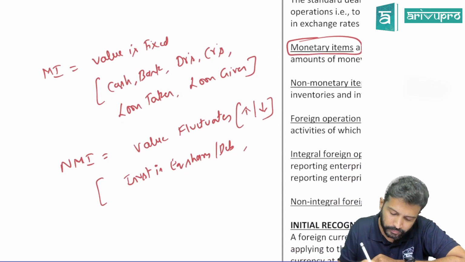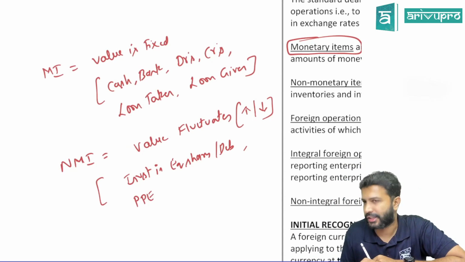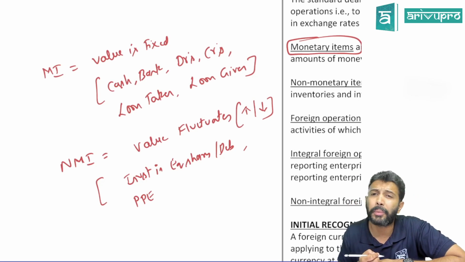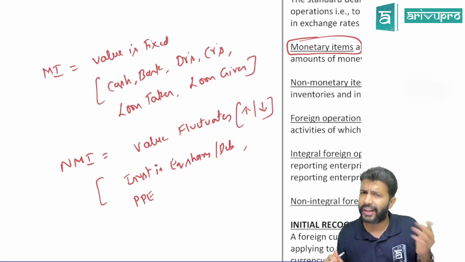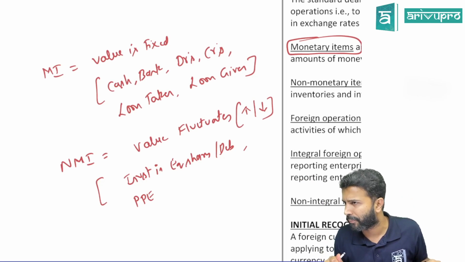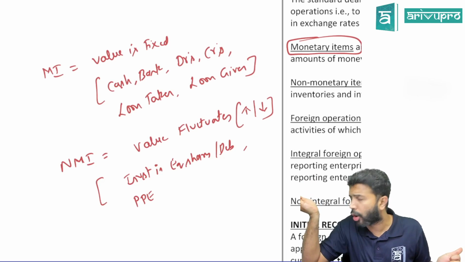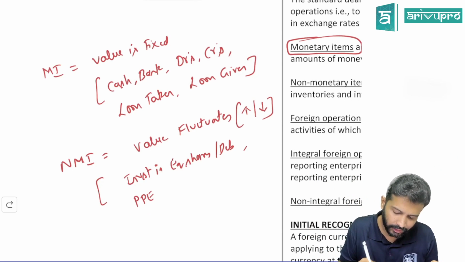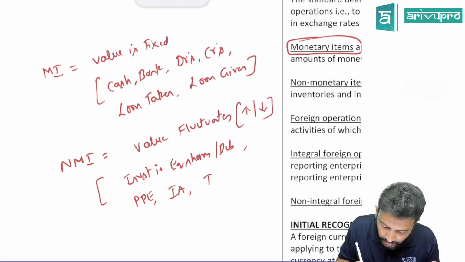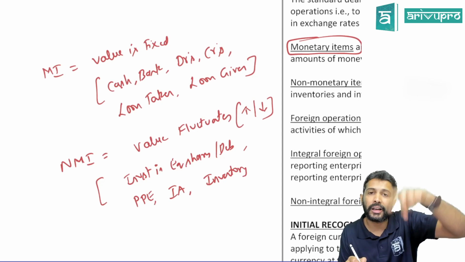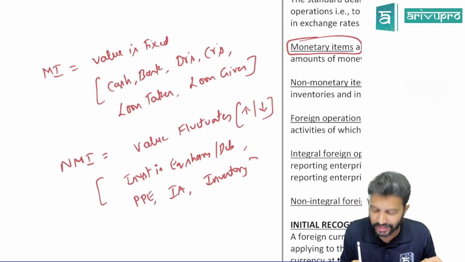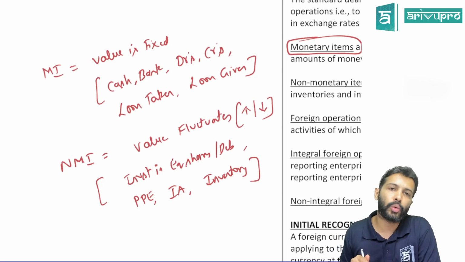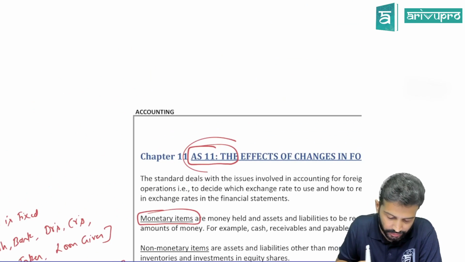Can you give me some more? Property, plant and equipment, or as we used to call it in our childhood, fixed asset. Property, plant and equipment is an example of a non-monetary asset, because if you buy an asset, let's say I buy a TV for 1 lakh today, after 6 months its value may be more or it could be less. Definitely the value will change or fluctuate. So property, plant and equipment, intangible assets, inventory, the value of all these components fluctuates. They are not fixed. Hence all these are examples of what, sir? Non-monetary item. Any confusion? This is the first thing you need to identify before you apply AS11.